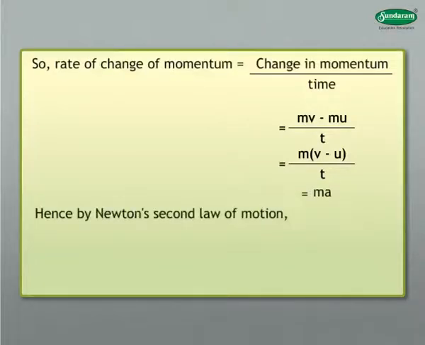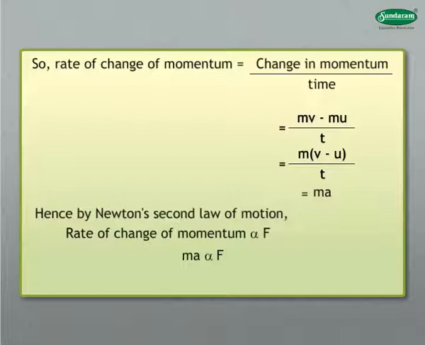Hence, by Newton's second law of motion, the rate of change of momentum is directly proportional to F. As the rate of change of momentum is equal to m into a, we have m into a is directly proportional to F. Thus, we have F is equal to k multiplied by m multiplied by a, where k is equal to 1, a constant.